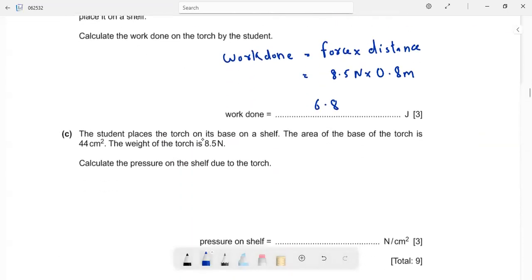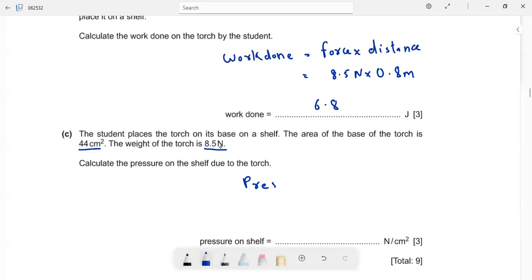The student places the torch on its base on a shelf. The area of the base of the torch is 44 centimeters squared. The weight of the torch is 8.5 newtons. Calculate the pressure on the shelf due to the torch.